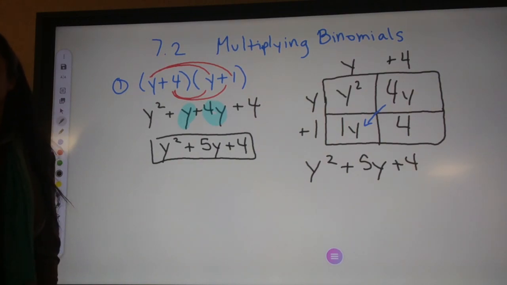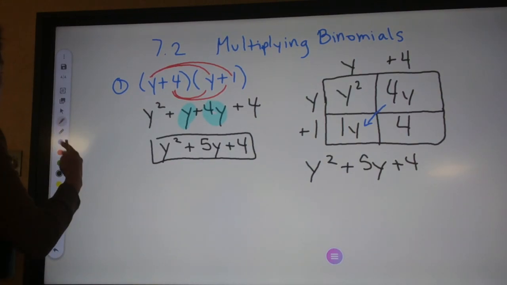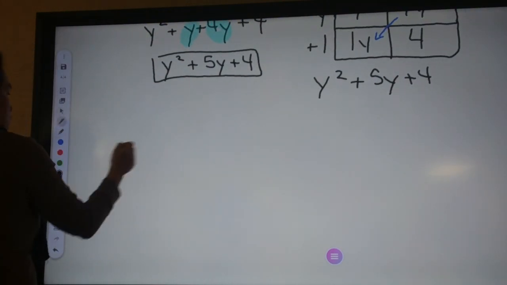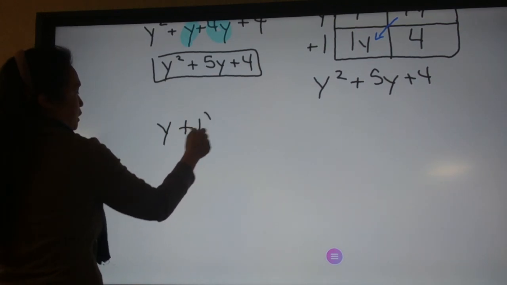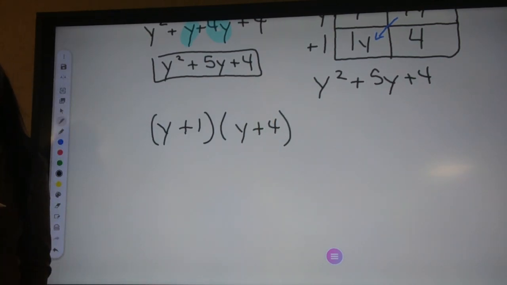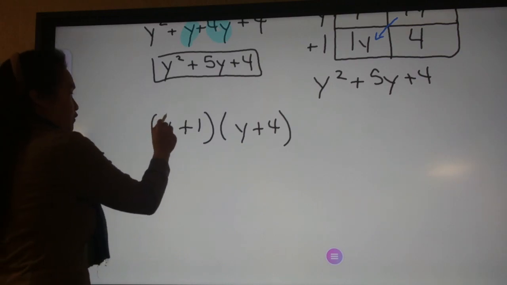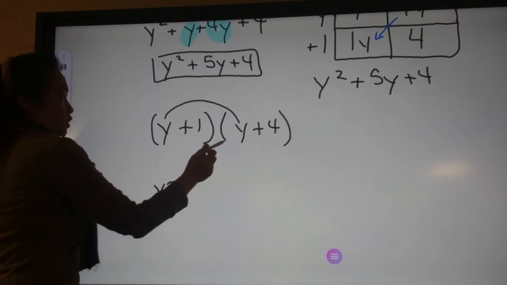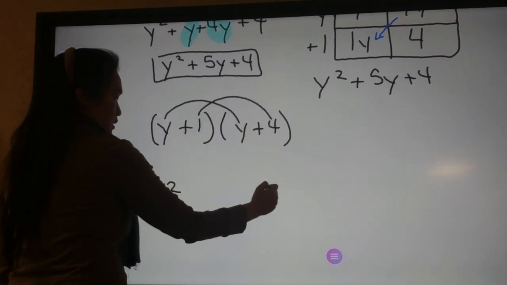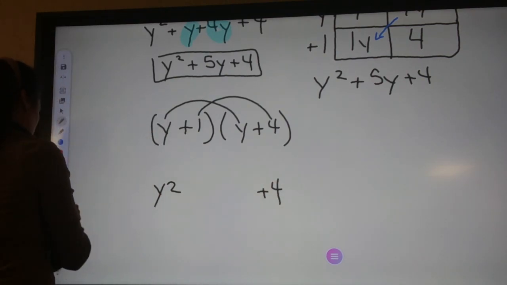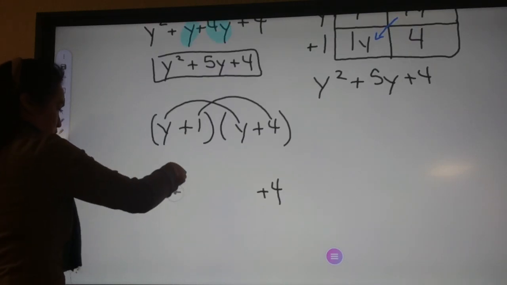Okay? Another way of doing this. Last way of doing this, which is as you get better at this and quicker, so it was y plus 1 times y plus 4. Okay? So, you're going to always multiply the first, which is y squared. You're going to always multiply the last. I'm going to put it here at the last, which is plus 4. Now, look at the middle.